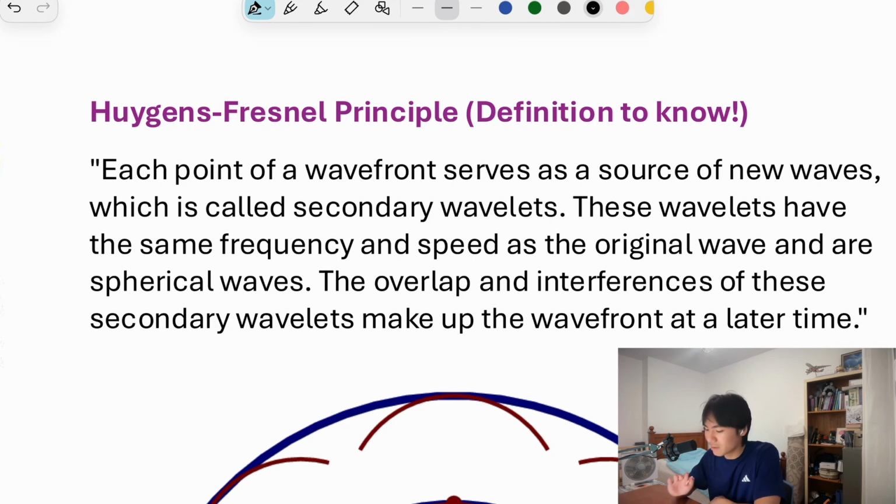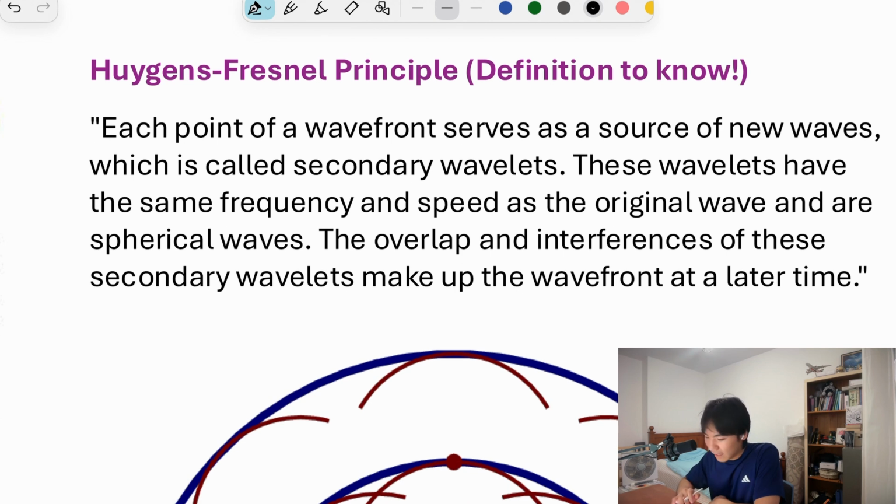So what this principle states is that each point of a wavefront serves as a source of a new wave, which is called a secondary wavelet. These wavelets have the same frequency and speed as the original wave and are spherical waves. These overlap and interfere to make up the wavefront at a later time.